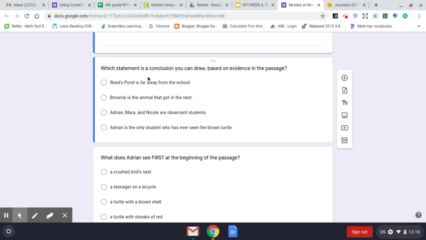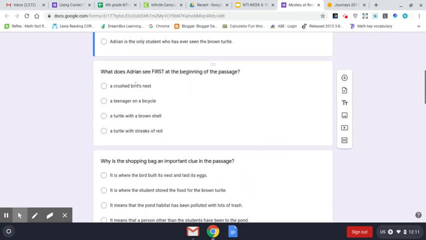Question number 1, what statement is a conclusion that you can draw based on evidence in the passage? Remember, a conclusion is what you can figure out from either what you inferred, what you know from your background knowledge, or from what the author specifically told you. Notice how it says based on evidence in the passage. So again, go back in the story and find it. Which one of these is a conclusion, something that we can think to be true based upon evidence in the passage?